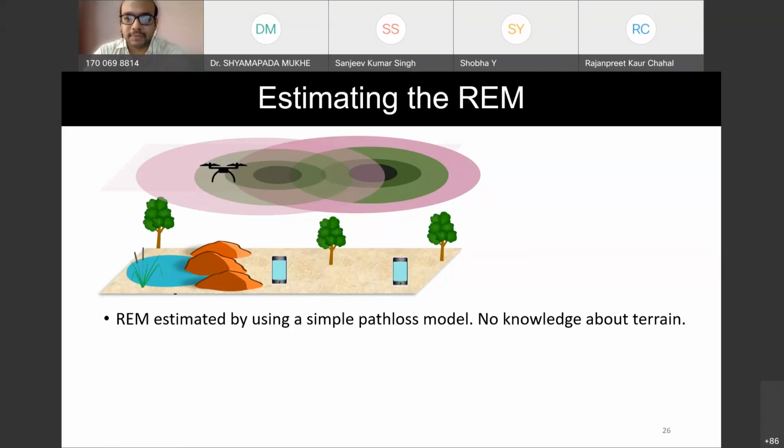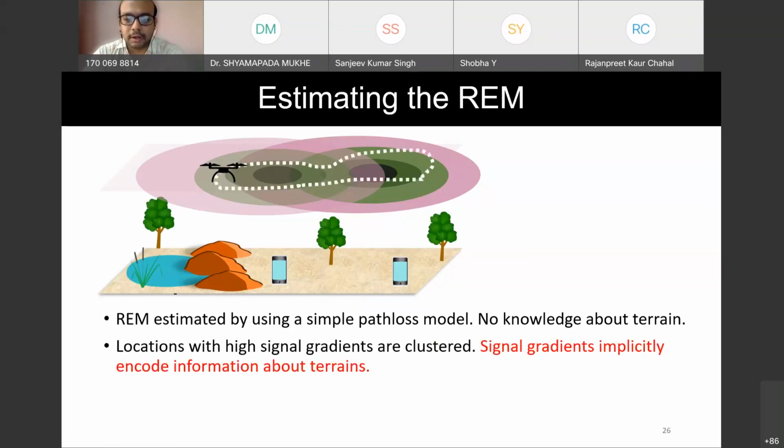Now what we will do is use the gradients of the superimposed REM. Now you have these two REMs. In a practical case, you might have 10 REMs together. You superimpose them, and after you have superimposed, you will see that there are some locations where the gradient of the signal strength is very high in the combined REM. So there you will basically have much more information. If you make the drone travel through those gradients, that raw data will be able to add much more information to your combined REM. Okay, so that's why I have written that signal gradients implicitly encode more information about the terrains.